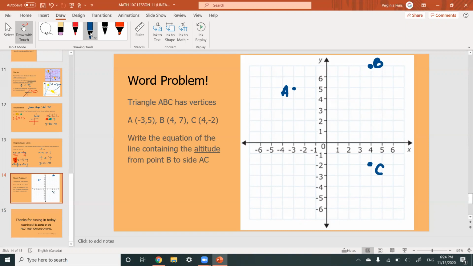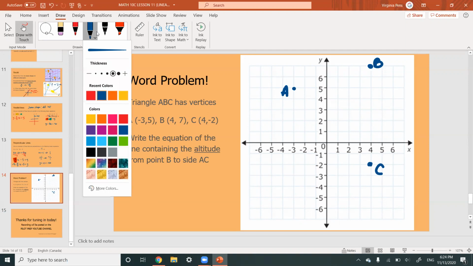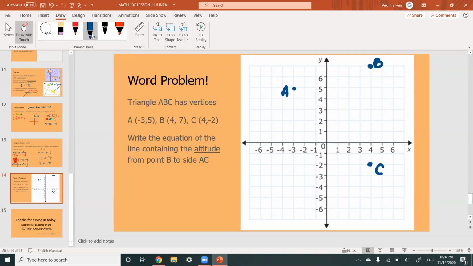C. Okay, so here are all our points, and it's a triangle, right? So let's connect it. I'm going to try my best to draw a straight line. Okay, it's getting there. Hey, that wasn't so bad. So here's our triangle. Obviously, it's not the best. I didn't use a ruler or anything, but we want to find the altitude.